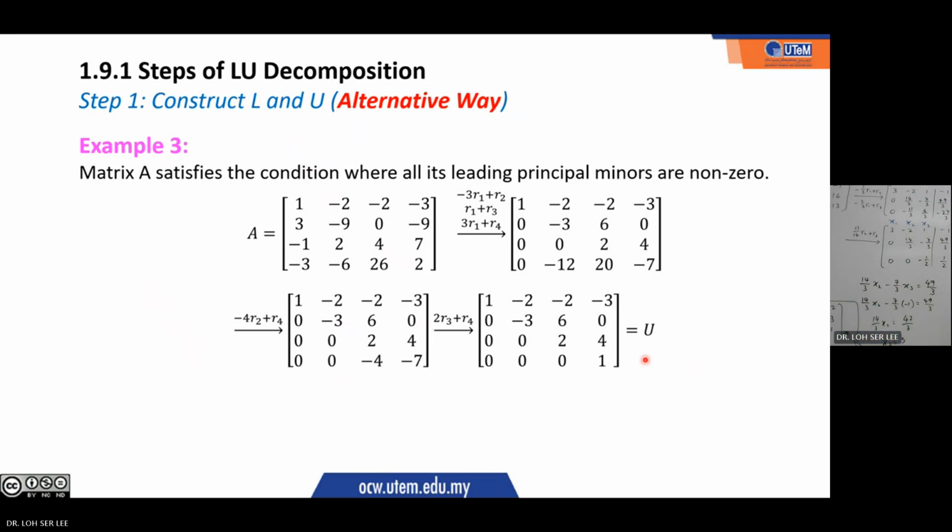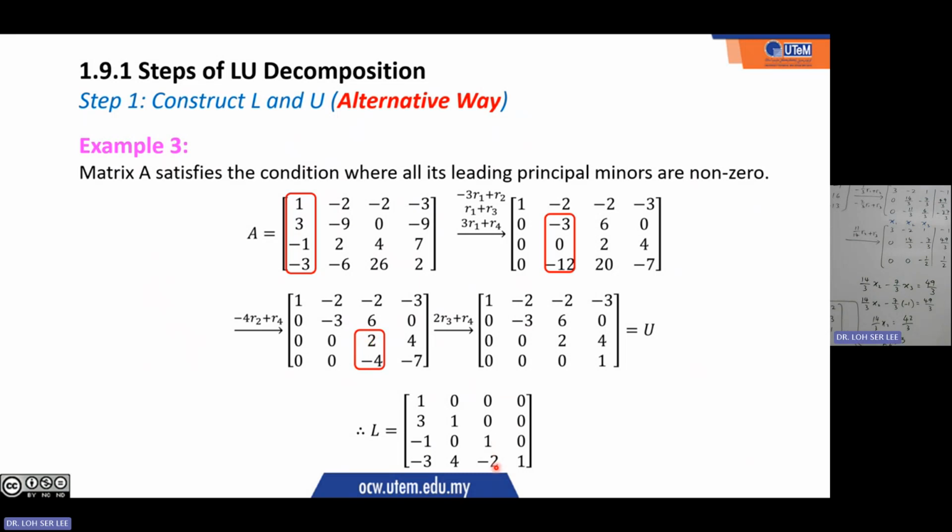So this is your U. To get the L, this one divided by 1. Then you get here. The second pivot is here. So this one divided by -3. So 1, 0, 4. And the next pivot is 2. Divided by 2, you get 1 and -2. And the last pivot is 1. Divided by 1, you get 1. So this is your L.